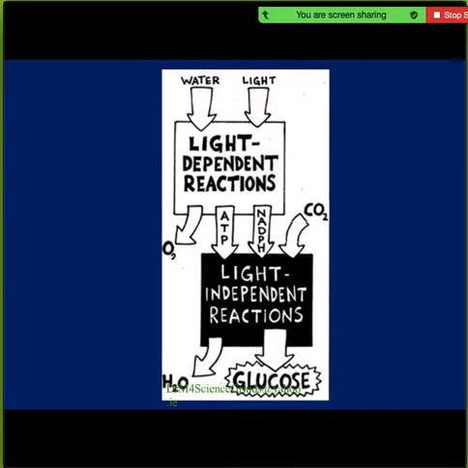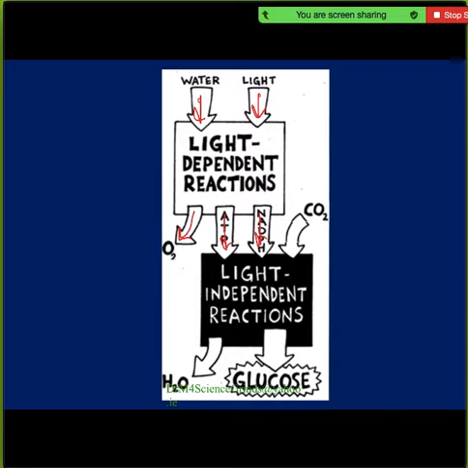Now, we have done this top half. We have done using water and light in our light dependent stage. We made ATP and NADPH for our dark stage, and we release oxygen into our atmosphere. And now we are going to talk about the dark stage.